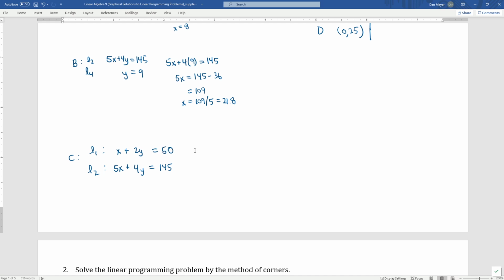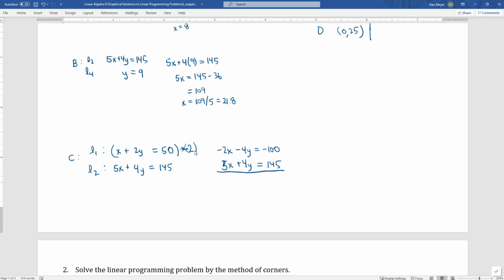All right then, I think if we multiply line 1 by 5, or maybe, sorry, by 2. I'm going to multiply everything by 2, to make the y's match up. Or actually, I'll multiply by -2, so I can make the y's opposite. So negative 2x minus 4y is equal to negative 100. And then line 2, we're already good. 5x plus 4y is equal to 145.